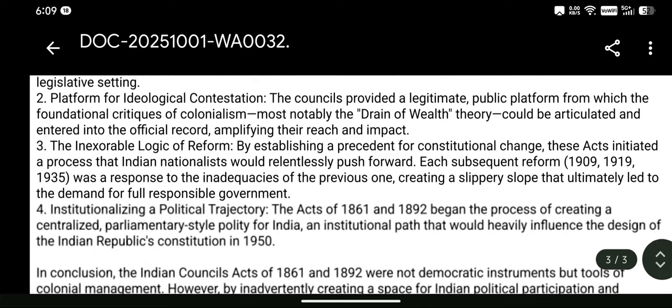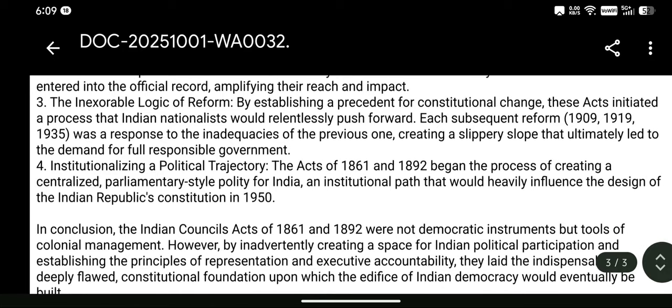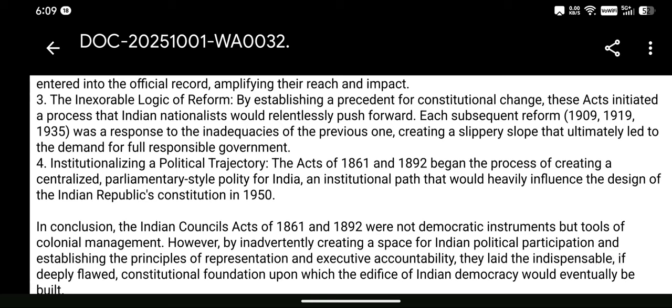The inexorable logic of reform. By establishing a precedent for constitutional change, these acts initiated a process that Indian nationalists would relentlessly push forward. Each subsequent reform, 1909, 1919, 1935, was a response to the inadequacies of the previous one, creating a slippery slope that ultimately led to the demand for full responsible government.